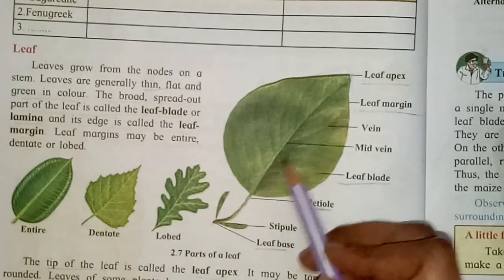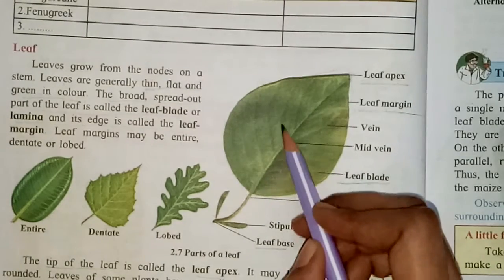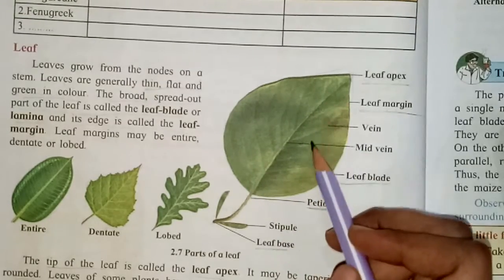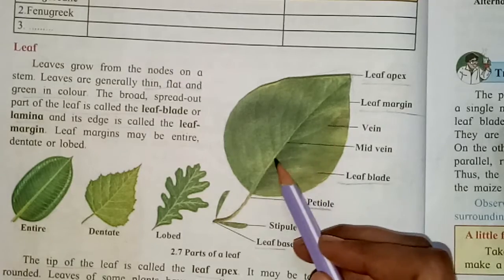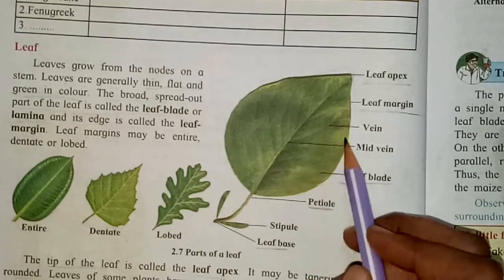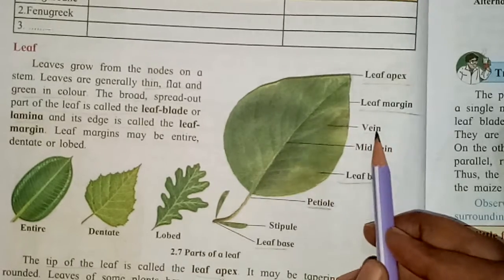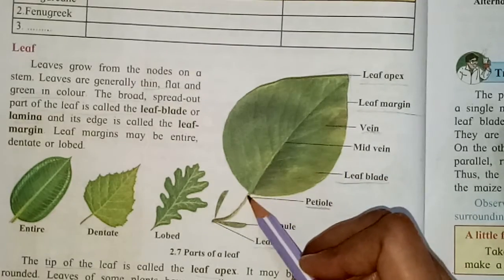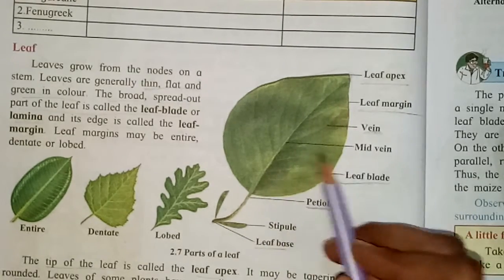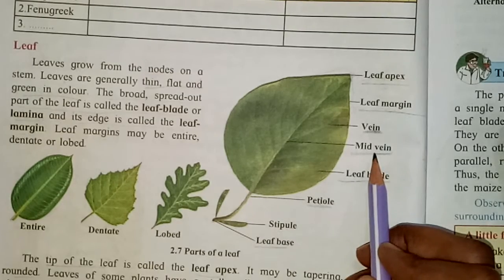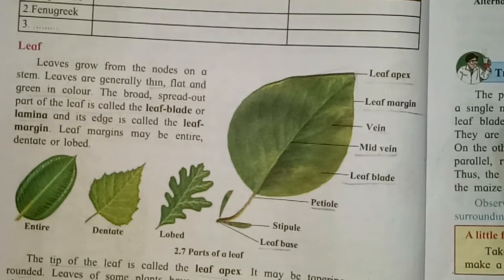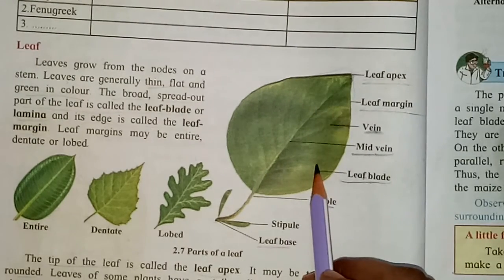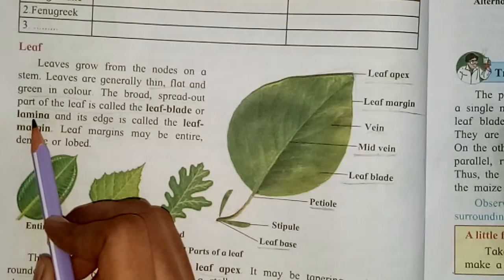Now on this leaf, you can see these line-like structures. If you have observed a leaf in real life, you find line-like structures which look like veins, so they are called veins. The vein present in the middle part of the leaf is called the mid vein, as written over here. This leaf blade, the body of the leaf, is also called lamina.